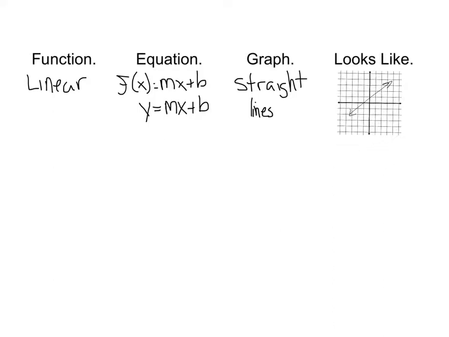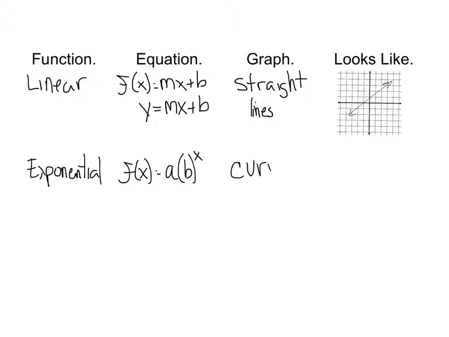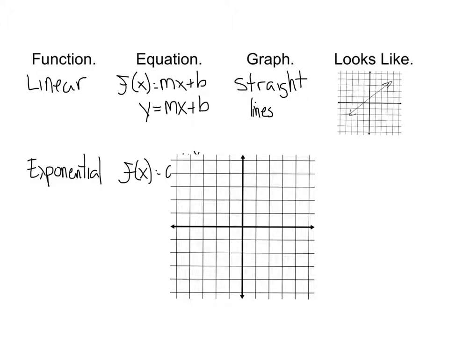The next function we looked at was exponential. If you remember, we talked about exponential growth and decay, and our basic functions looked something like this: a times b to the x power. And that graph was a curve. That curve would have looked something like that. You'll notice it starts relatively straight and then makes a single curve.